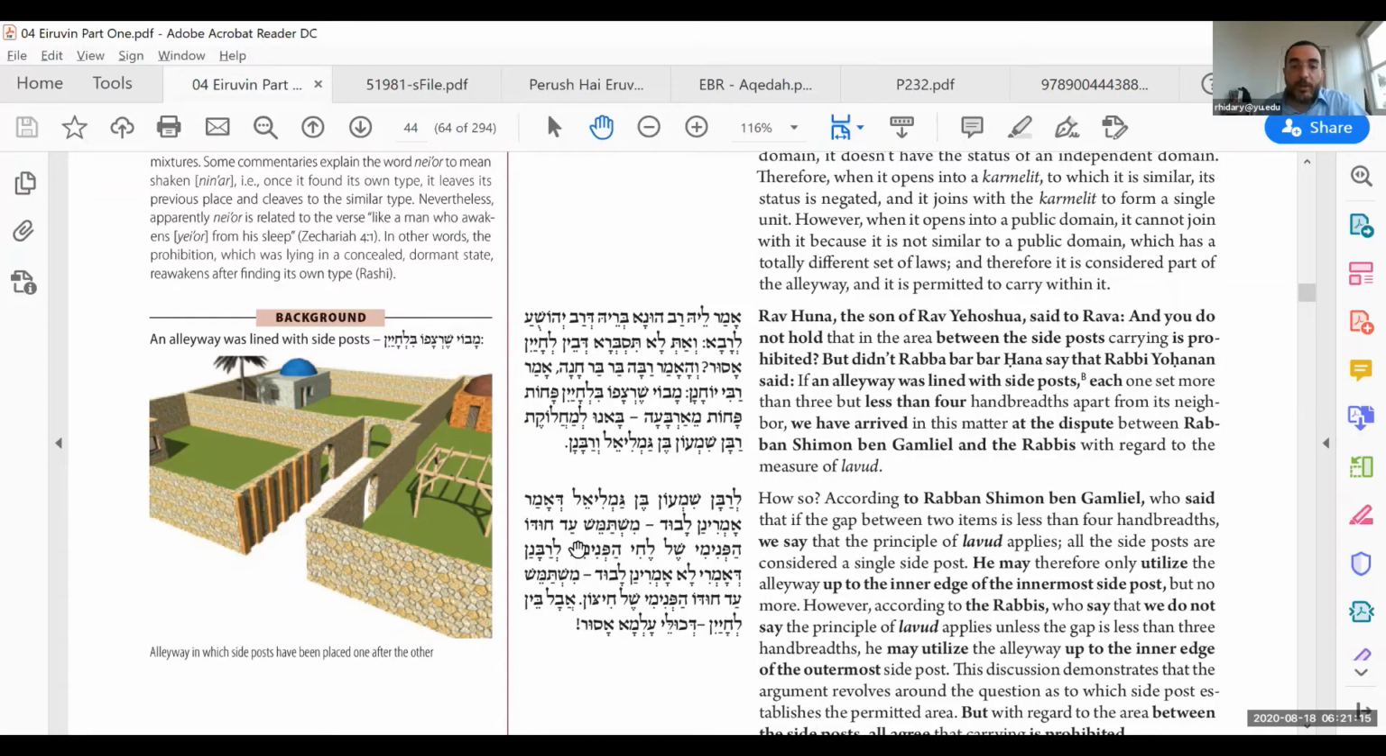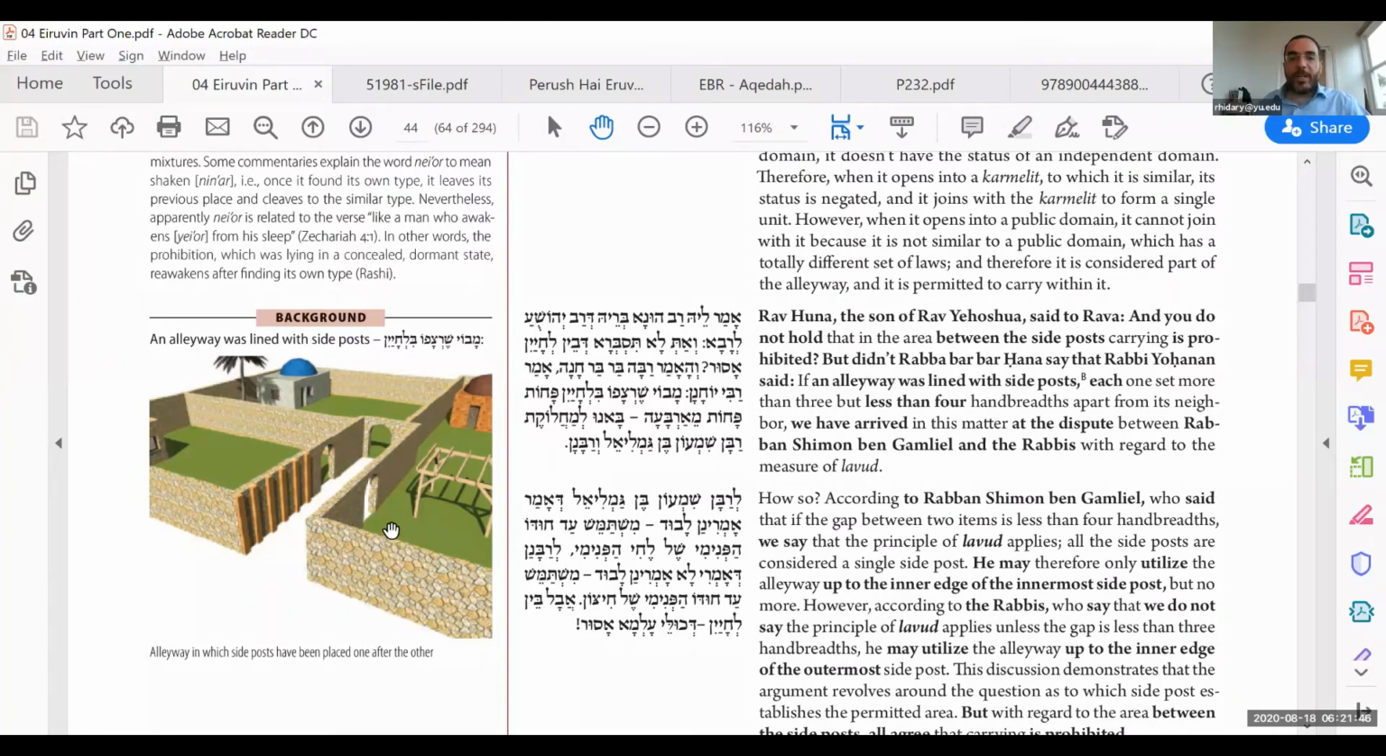The point about Rashbag, who says even up to 4 you say lavud. So even if these are up to 4 apart, each one, you consider them lavud. All the space between each one is nothing, and therefore you consider it as if it's one big lechi. And because it's one big lechi, you can only carry from the mavoy until the corner here, the beginning, because this is all considered one.